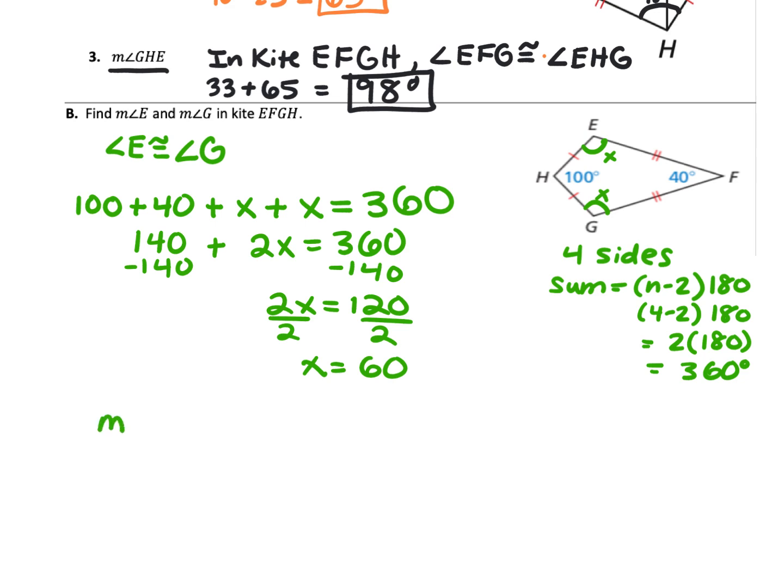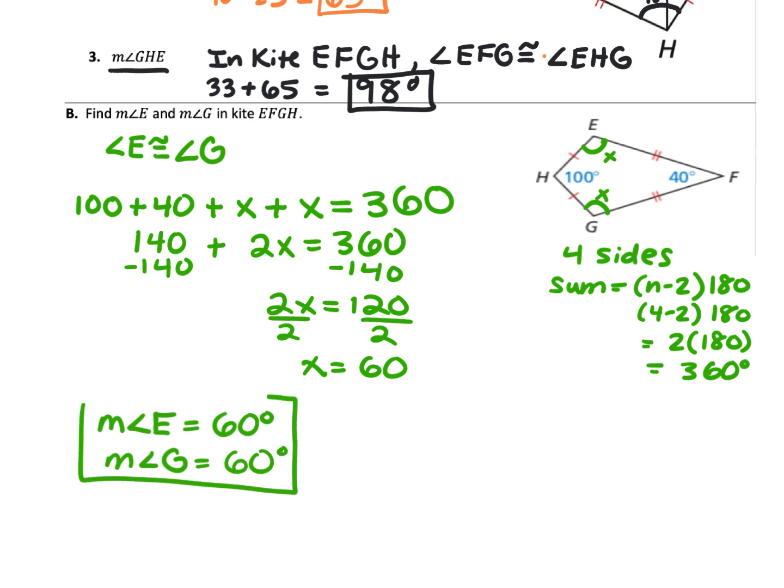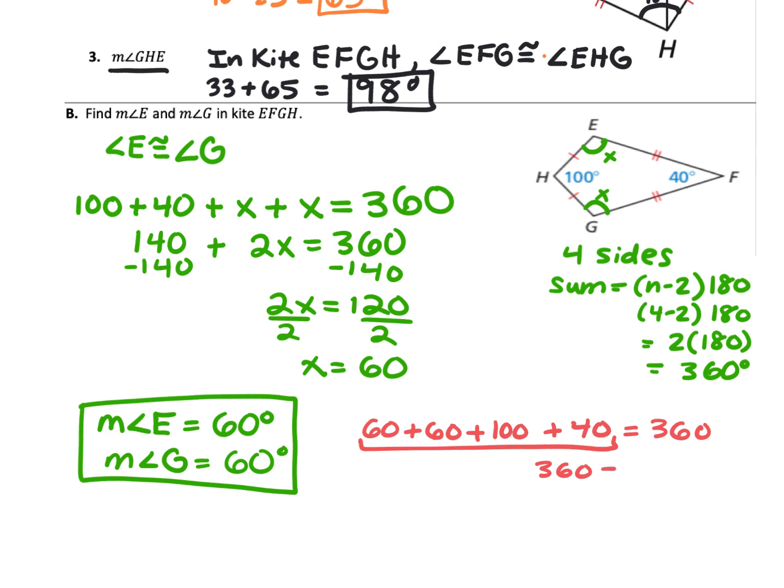So that's going to be measure of angle E equals 60 degrees, and measure of angle G is also equal to 60 degrees. To double check your answer, you could add up the 4 angles now. If I do 60 plus 60 plus 100 plus 40, that should add to 360. And if we calculate these 4 numbers added up, we do get 360. So that means we have the answer correct.